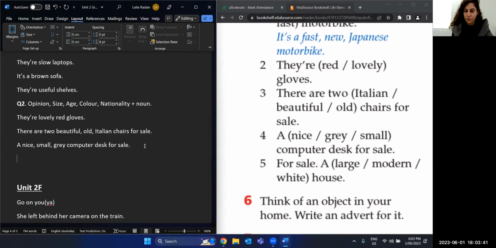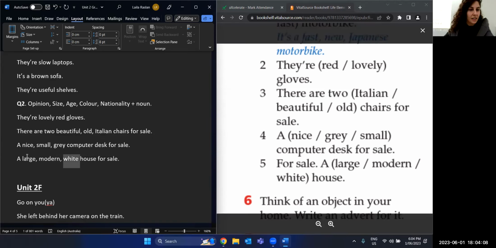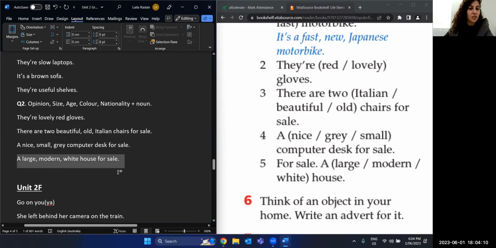So a glass, wooden, white house. White house for sale. Let's look at the rules. It didn't give an opinion. The size is large, age, modern, color, white. Yep, so we didn't need to change the order. So to make it a full sentence, it's only one.